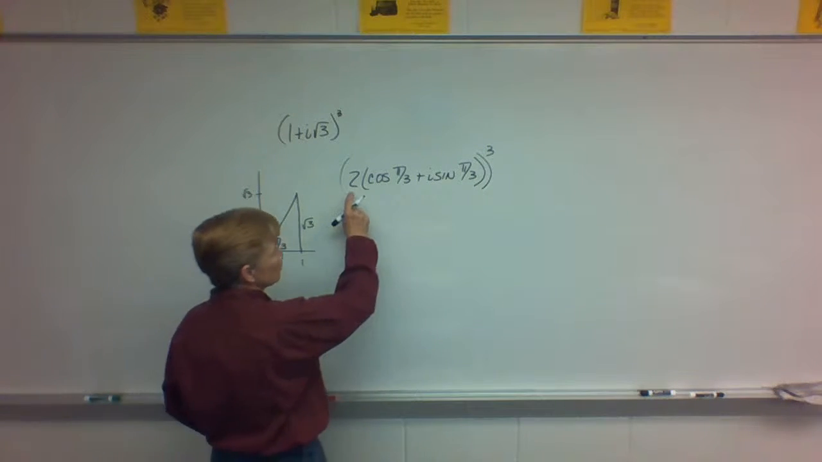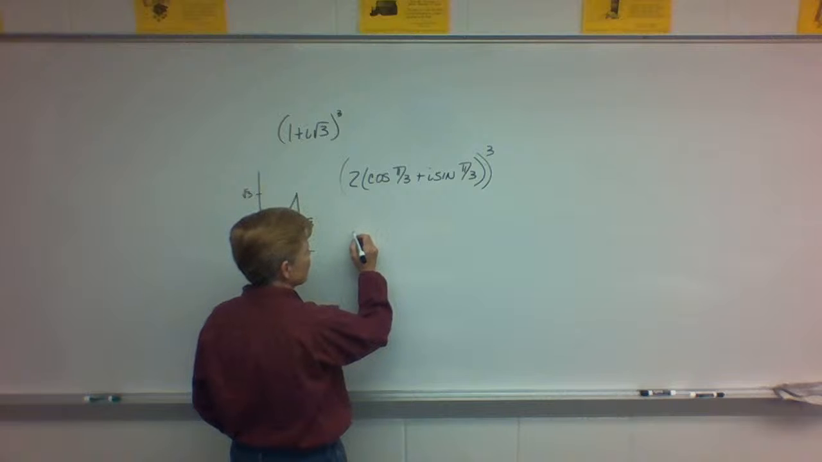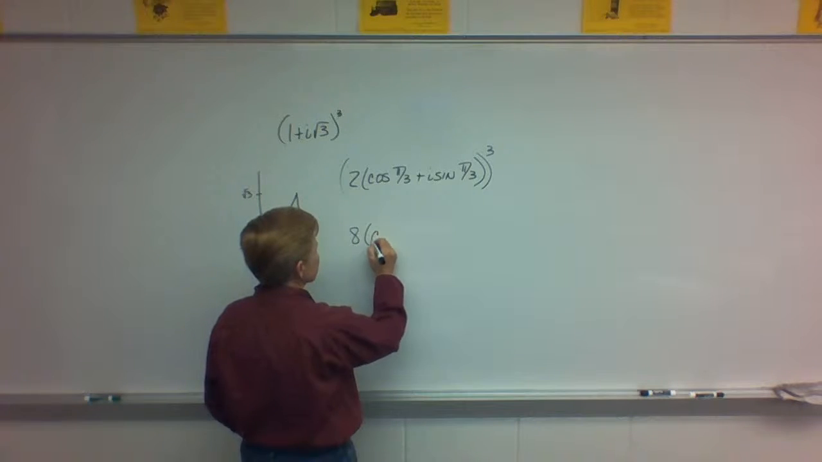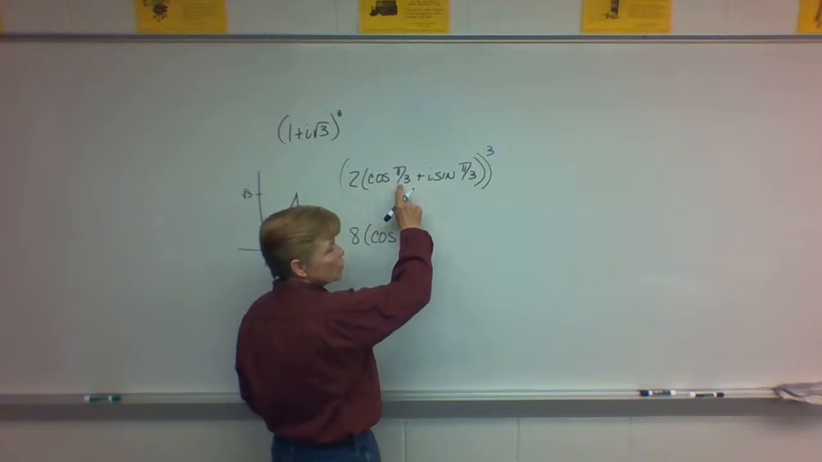De Moivre's theorem says that we should cube the 2, which is 8. And then when we get inside here, we should triple the angle.